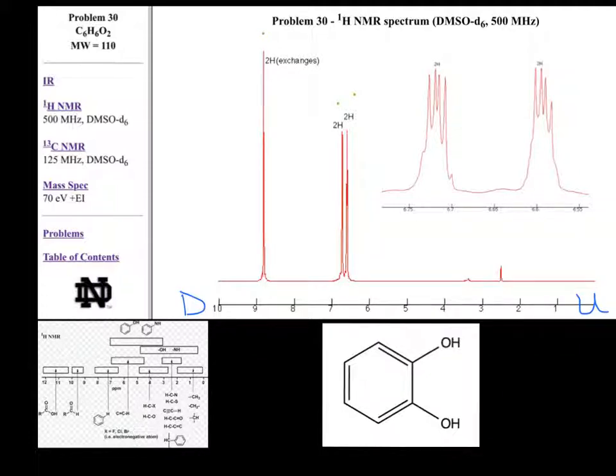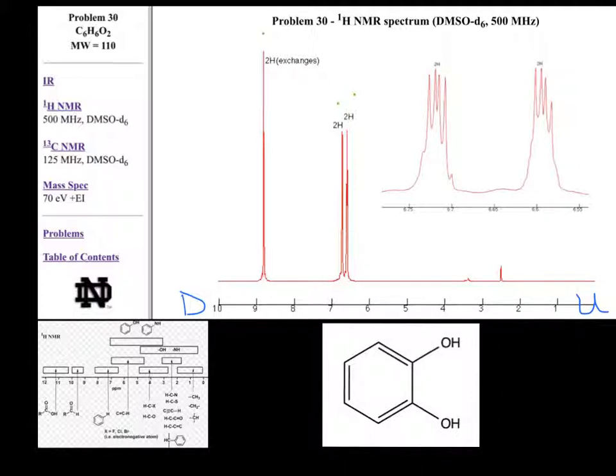Each signal also tells us how many hydrogens are in each group. So we see that each peak shows 2 hydrogens. So when we add those up, we get a total of 6 hydrogens, and that corresponds to our molecular formula.